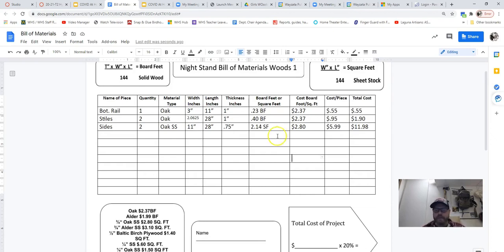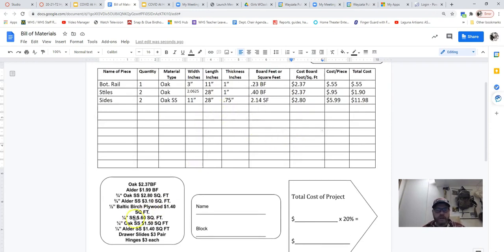So I would do the same thing. If you built a door, you're going to use 1/4 inch sheet stock for that panel. And you can look at that in the nightstand packet. It will tell you how big all those pieces are.